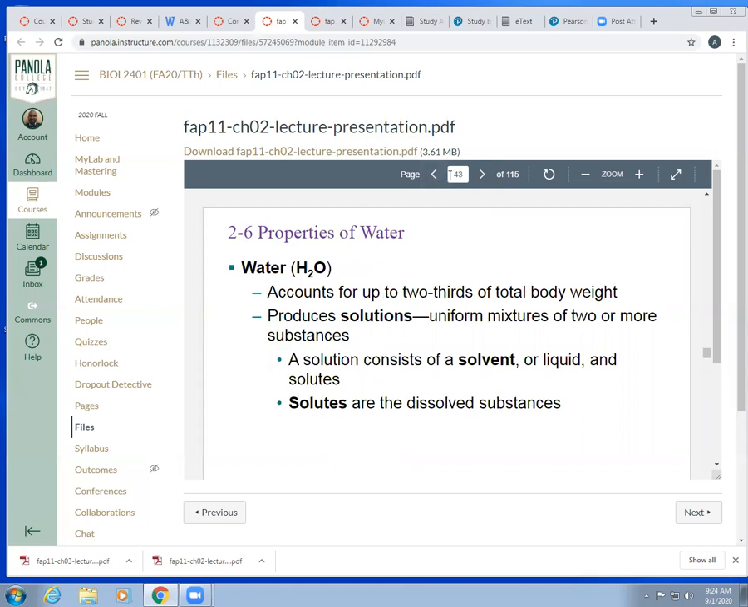So, properties of water. Two-thirds of your body weight is water, which makes different solutions, which are just mixtures of substances. Any solution is going to have two main parts: a solvent, which is your liquid, and a solute, which is what gets dissolved in the solvent. So solutes get dissolved in the solvent.